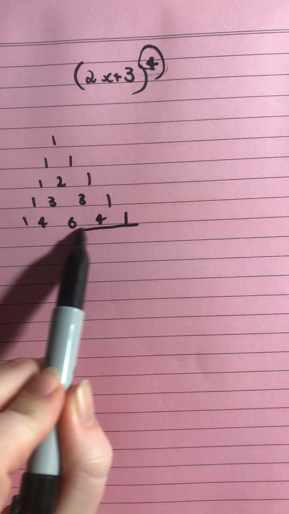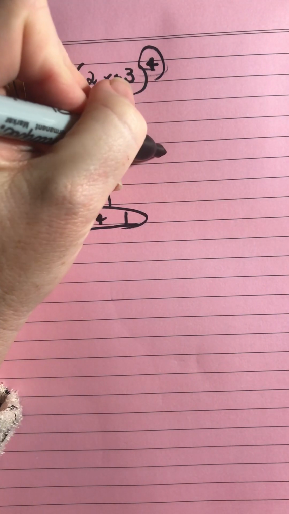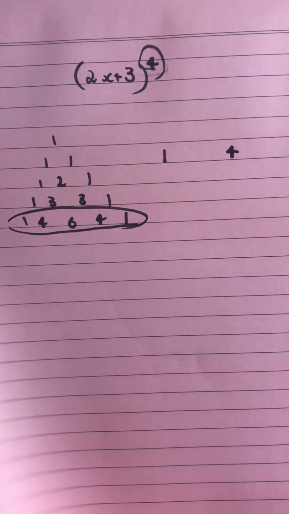Now, because I've got my power of 4 there, I'm looking at this row here, so I know that it's going to use that pattern as we go across. So it's going to be the 1, and then 4, 6, and then 4, and 1 of something.